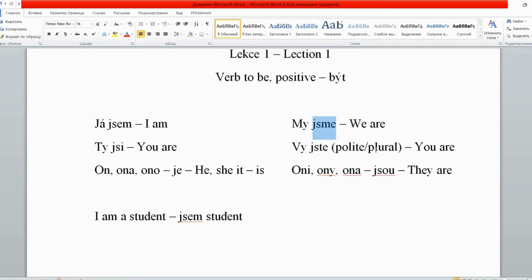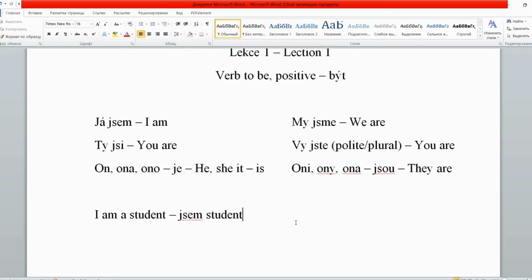Vy jste, it's the polite version or plural. You are. Don't confuse it with this version, because ty jsi is not polite. Jste is the polite version and plural form. You are. Vy jste. Oni, ona, the version jsou, if you want to say they are. Jsou.